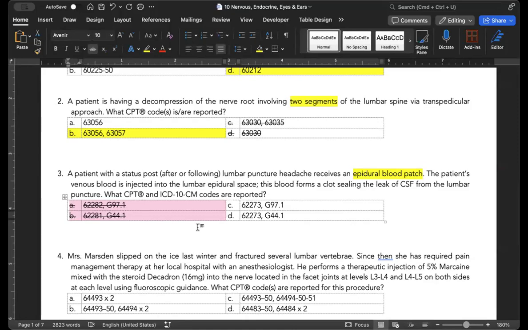So which one do you, the G97.1 or the G44.1? Yep, letter C, because it specifically states lumbar puncture headache. Okay, any questions on that one?